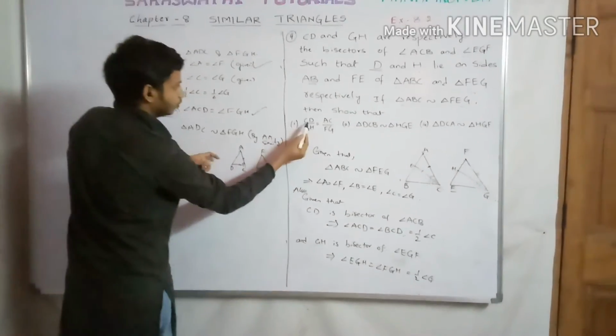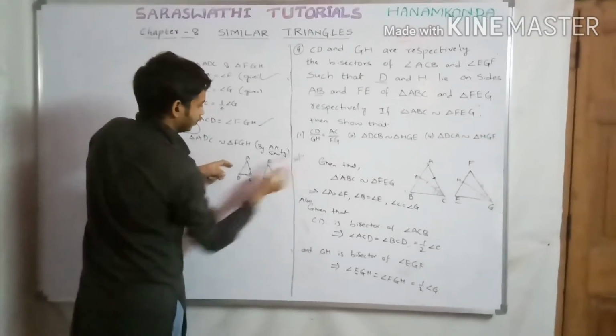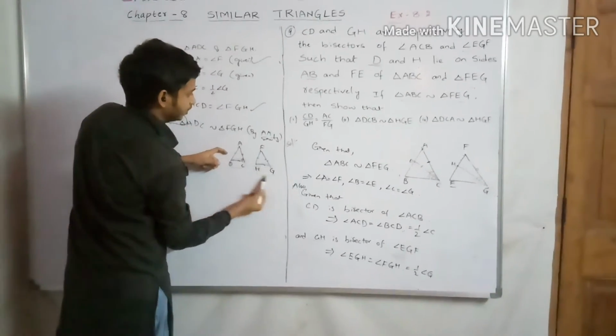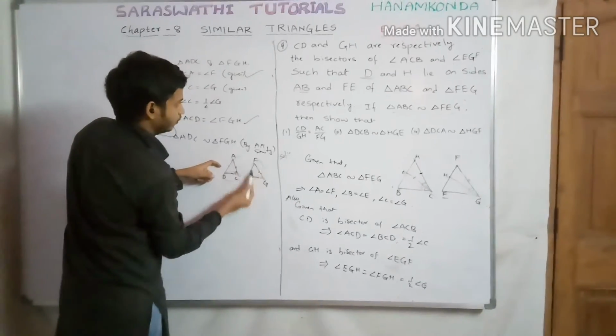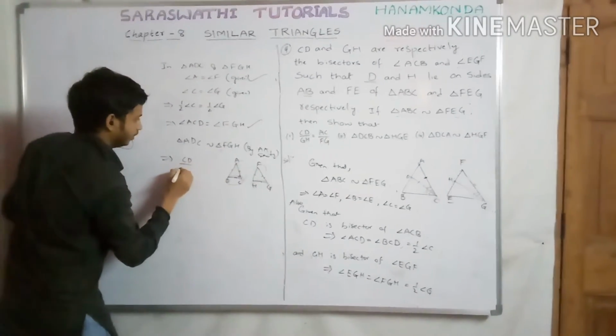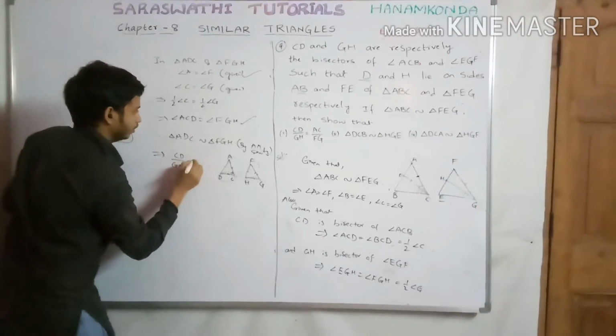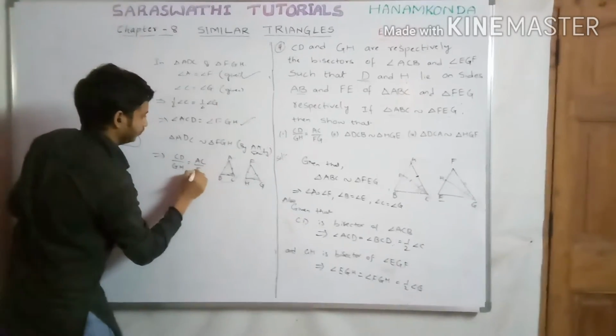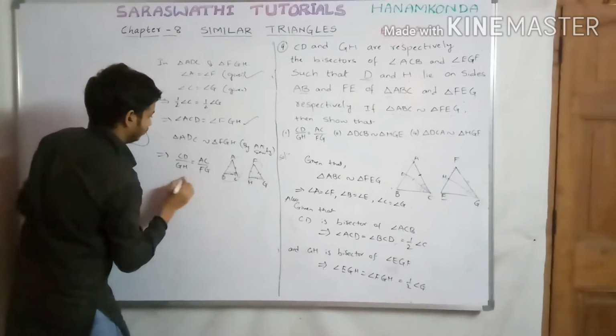So we have to prove that CD by GH equal to AC by FG. Consider these two sides. It implies CD by GH equal to AC by FG. Hence proved.